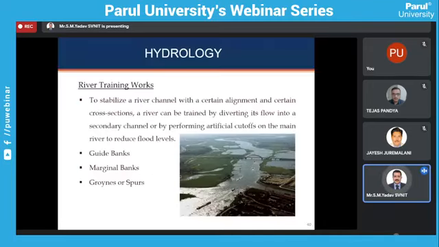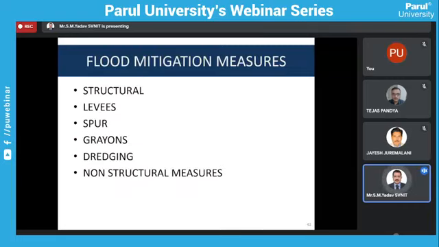Then comes another area which is very important and significant, which is river training works. In river training works, guide banks, marginal banks, groynes, spurs, etc. may be designed and executed in rivers to protect certain areas from flooding. These flood mitigation measures can be divided into two categories: structural measures and non-structural measures. Levees, spurs, groynes, and dredging are some of the structural measures which can be used for flood mitigation.